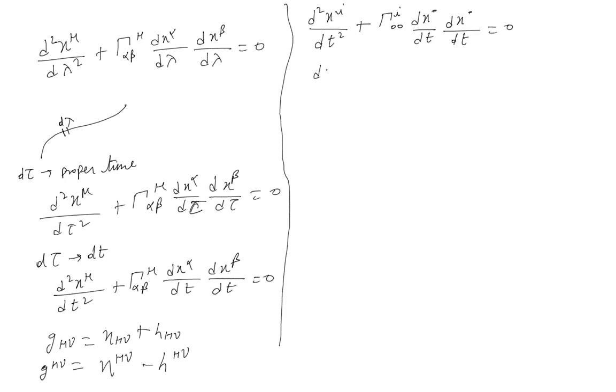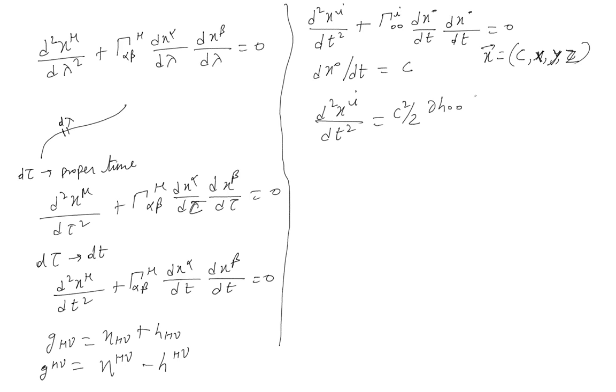Also, because x is a four-dimensional vector, this is nothing but c t, x, y, z. I'm using x in two different places, so let's call this capital X, capital Y, and capital Z, and just the coordinates x, y, z. That gives us d²x^i/dt² equals c²/2 ∂h_00/∂x^i. It looks like I have skipped some steps, but this is a standard textbook problem.